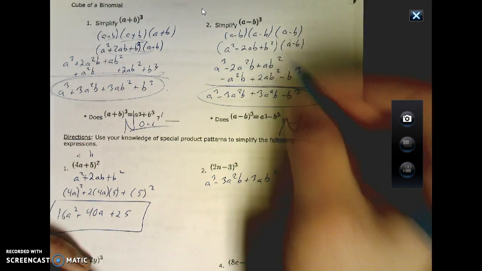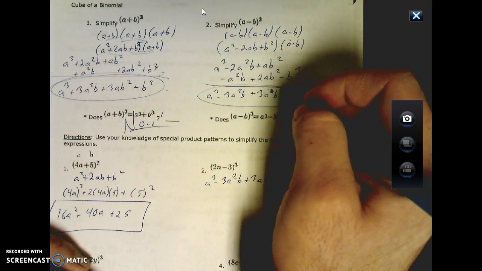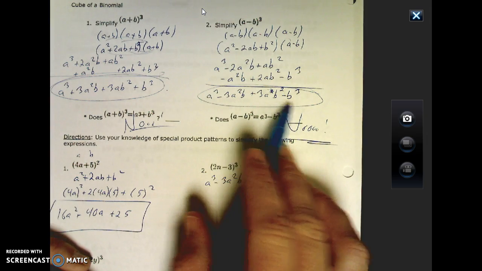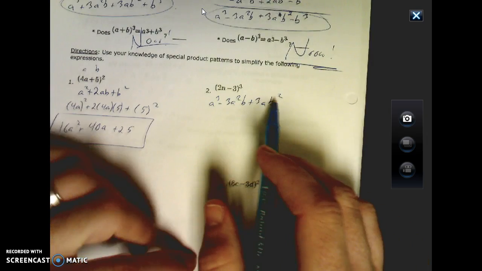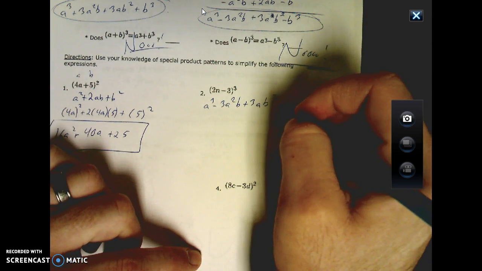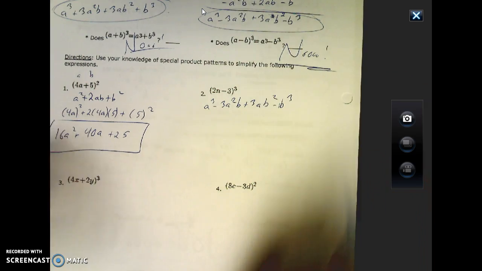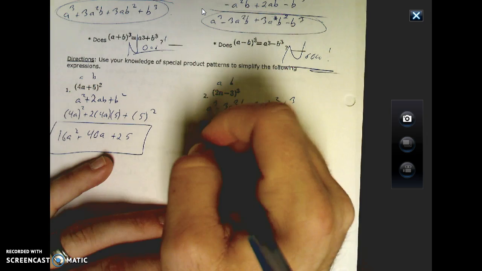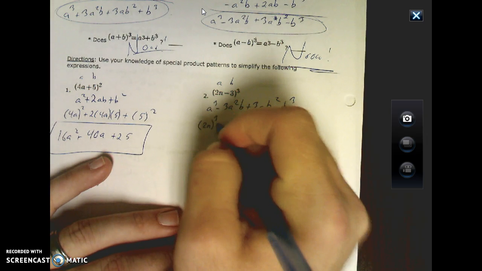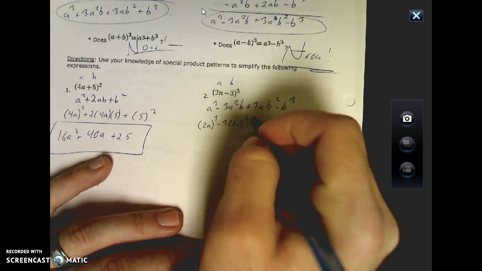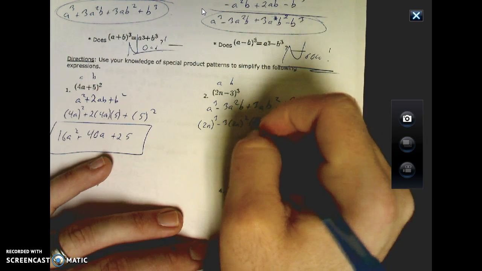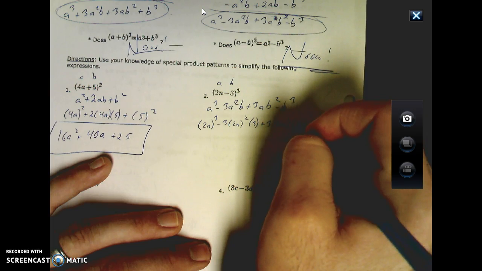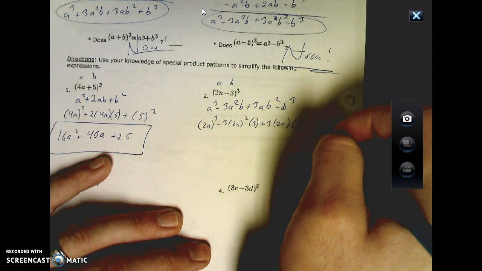I just realized up top here I screwed this up too. I'm really sorry, guys. I really am sorry. This should be a cubed minus 3a squared b plus 3ab squared minus b cubed. My apologies. Okay, and then this is minus b cubed. Here's your a, here's your b. 2n cubed minus 3, 2n squared, 3, plus 3, 2n, 3 squared, minus 3 cubed.